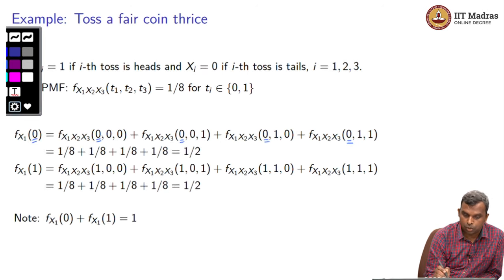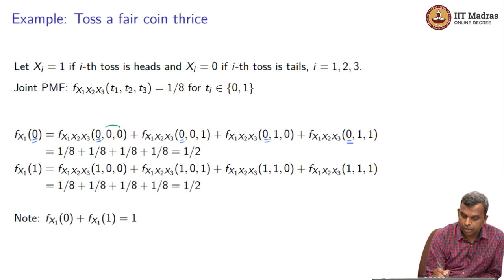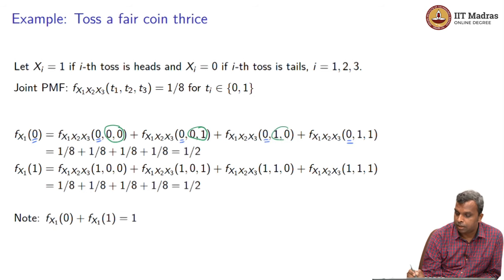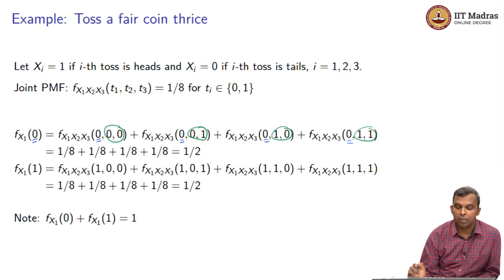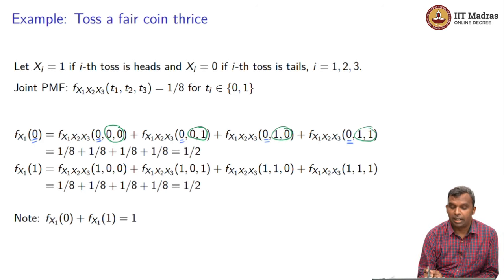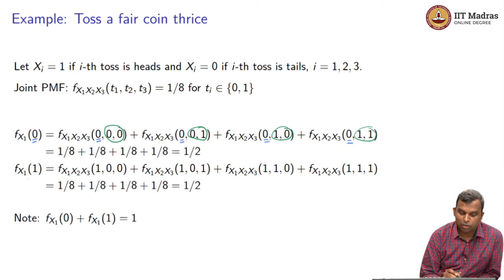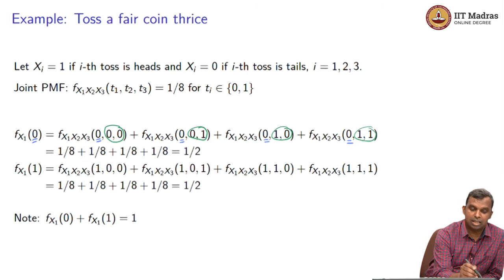So you look at these: 0, 0, 0, 1, 1, 0, and 1, 1. All possible values. I just sum over all of them, and they're all 1 by 8. So 1 by 8 plus 1 by 8 plus 1 by 8 plus 1 by 8, you get 1 by 2. The same thing for fx1 of 1: you keep 1 fixed for x1, and everything else you vary, and you simply add it up, you get half.